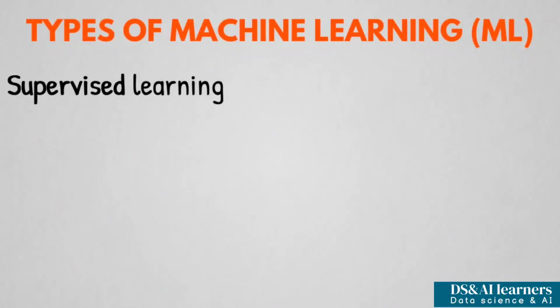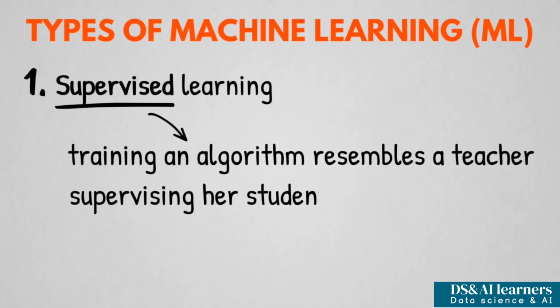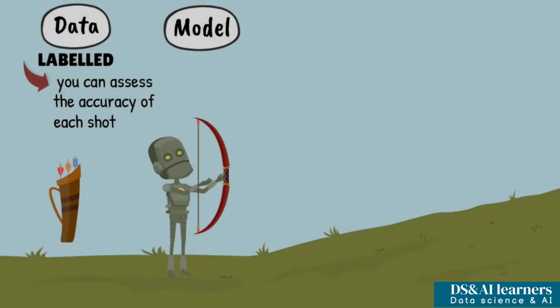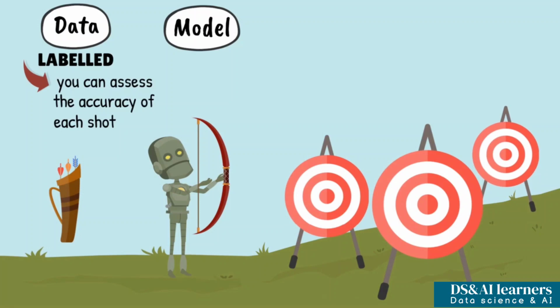Cases we call supervised learning, which the robot archer example was referring to in the previous video. Its name derives from the fact that training an algorithm resembles a teacher supervising her students. To elaborate, apart from the final goal you set to the robot, it is important to mention you have been dealing with labeled data. In other words, you can assess the accuracy of each shot. In fact, there isn't a single target. Different arrows have their own targets.